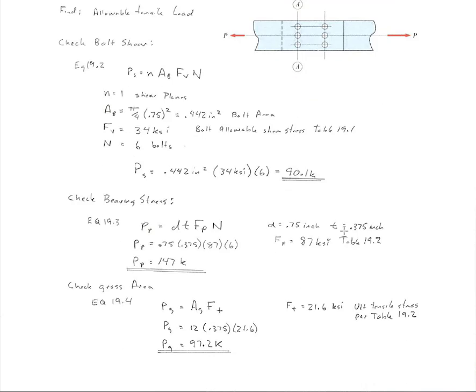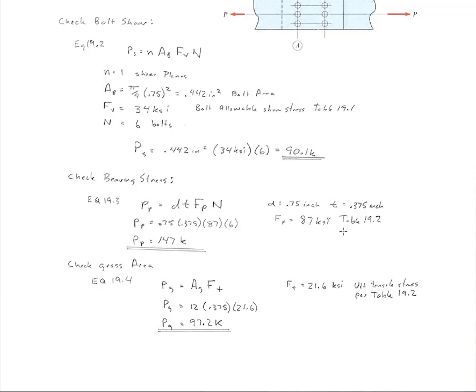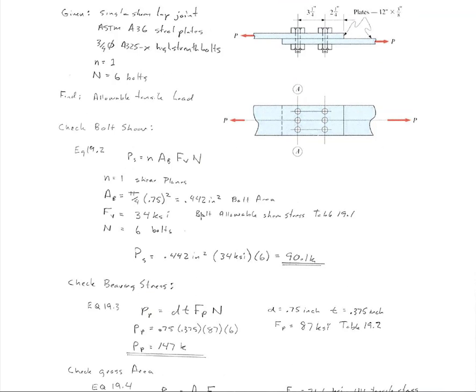Okay, so then we're going to check the bearing stress. So we're going to use equation 19.3. That's d, the diameter of the bolt, times the thickness t of the plate. That's the 3/8 inch times this F_p, which is 87 ksi. Again, that's from table 19.2.